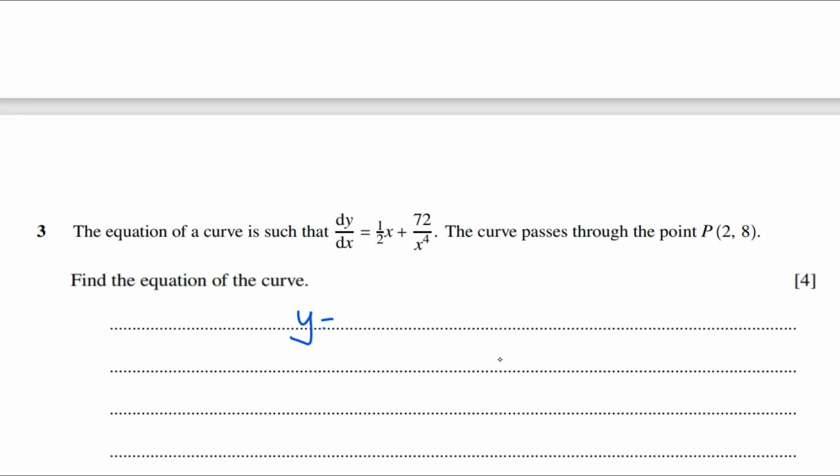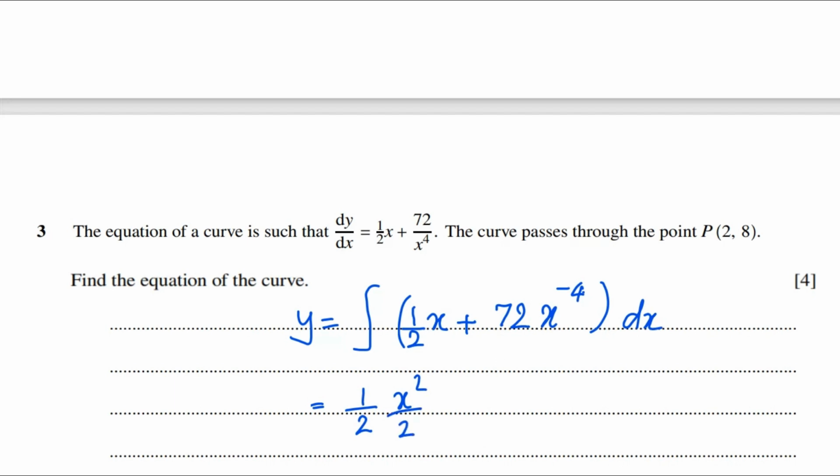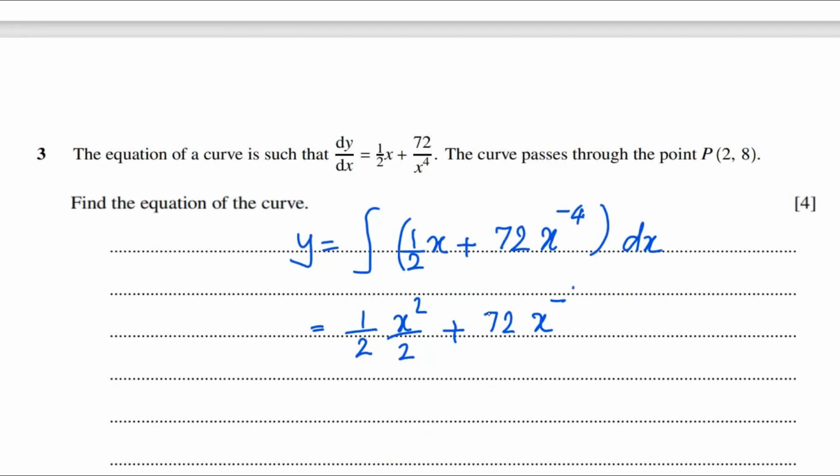So y is equal to integral (1 over 2x plus 72) dx. I'll bring this x power 4 in the denominator to the numerator, so the power will become x power negative 4, dx, equal to 1 over 2 x square by 2 plus 72 x power negative 4 plus 1 will become negative 3 divided by negative 3 plus the constant c.